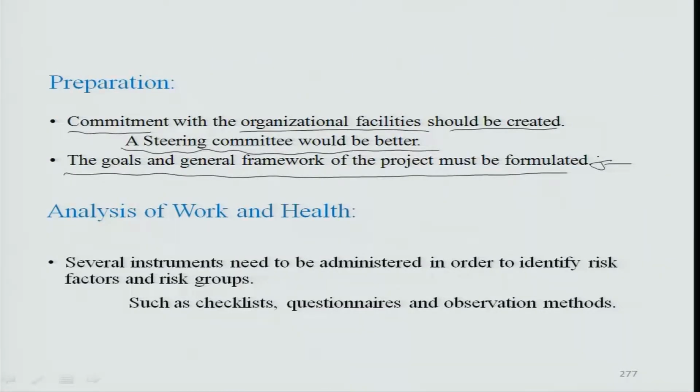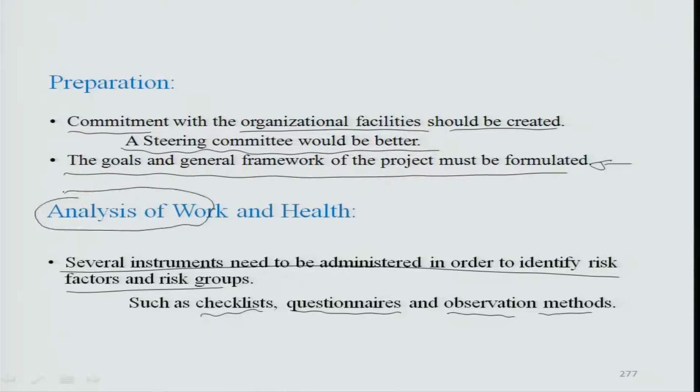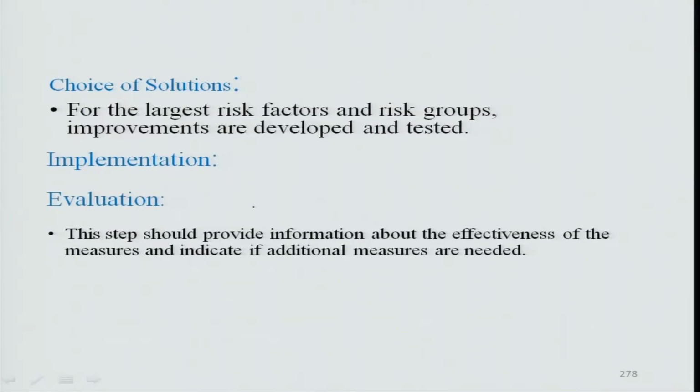Then there should be analysis carried out in terms of generating checklists or questionnaires at various levels, or even physical observation methods of the associated tasks with the work system. Several instruments need to be administered in order to identify risk factors and risk groups, and based on this it will result in a complete analysis of work and related health hazards which are present in the various tasks intended to be performed on a regular basis to maintain the work system in a dynamic order.